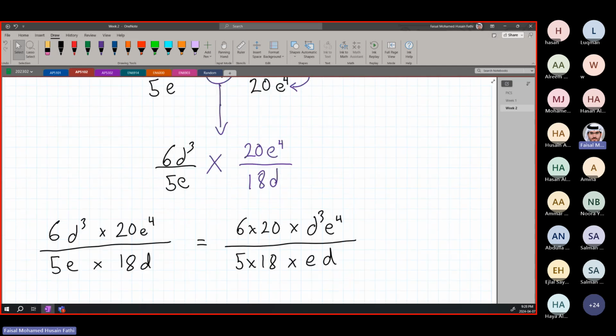Any questions about algebraic fractions? If you have any questions, ask right now before I move on to transposition, because that will be the last thing we will cover today. Do you want me to do one more question for algebraic fractions?